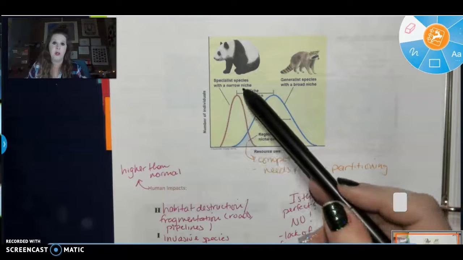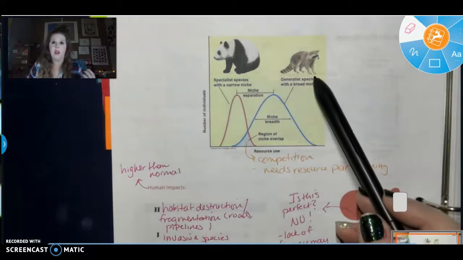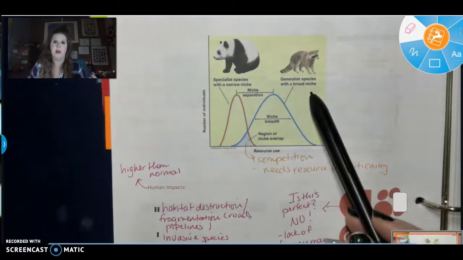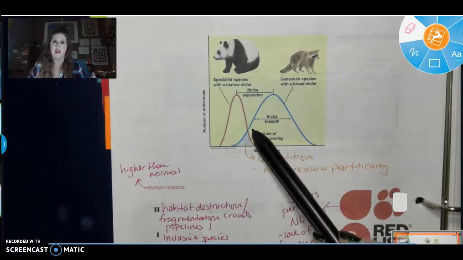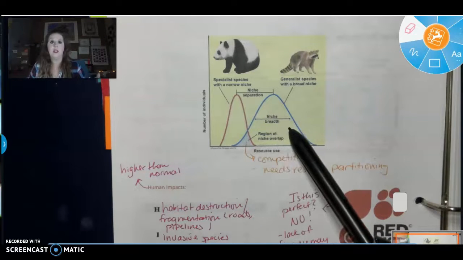It's much more narrow, and so we call it a specialist, because if you take it outside of that environment, it most likely will not survive. Now the raccoon, aka the trash panda, has a much wider niche. It's a generalist species. They can pretty much live anywhere you put them. They'll find whatever they can to eat and they'll be okay.